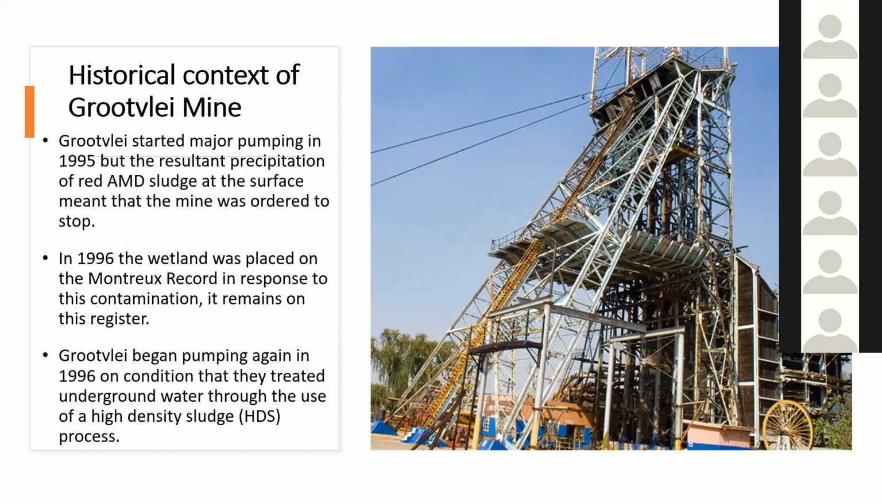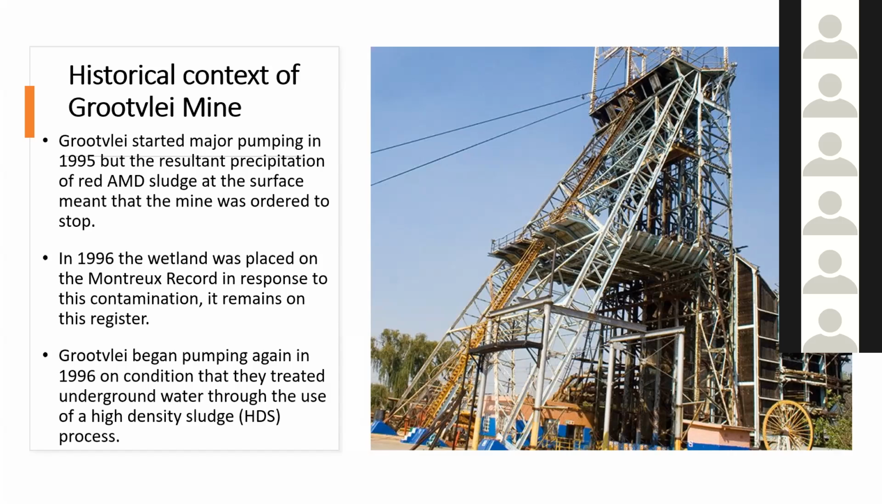And so leading to 2020, I've looked it up, and the Blesbokspruit Wetland remains on this register. So it's still considered as degraded or with potential risks to biodiversity.